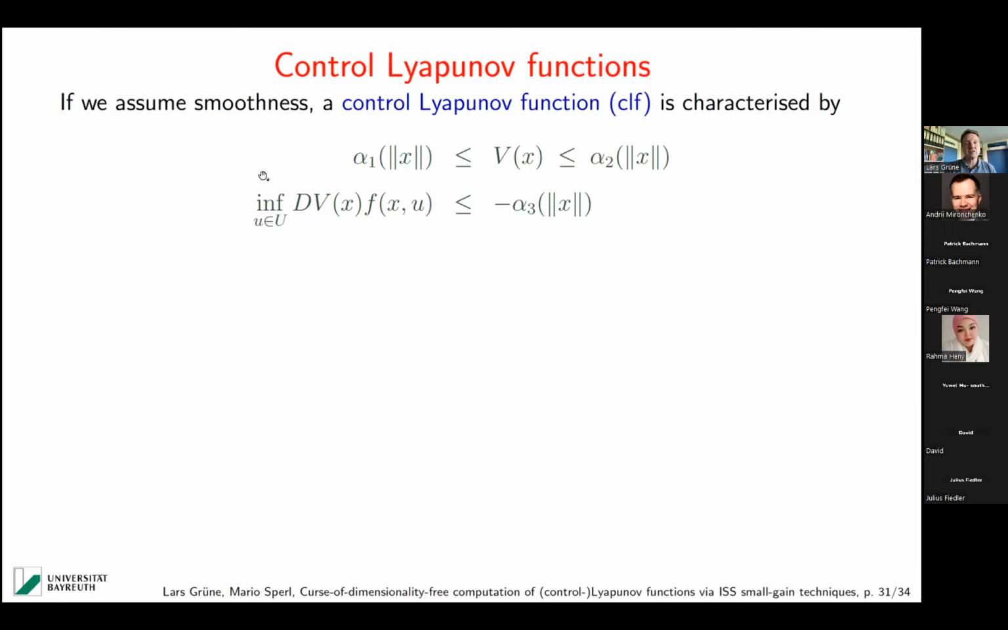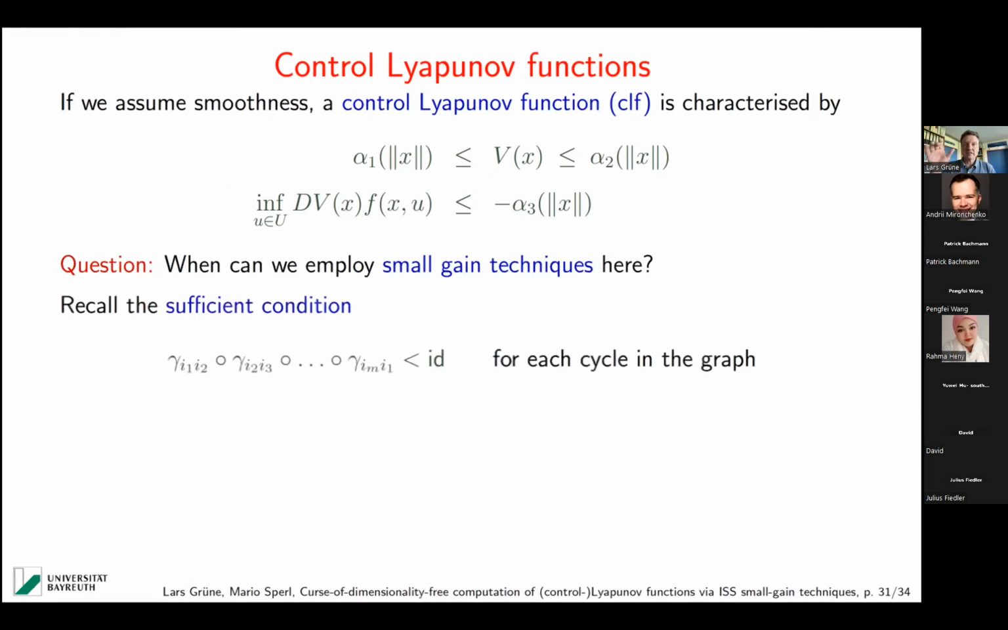And you can use this inequality then to generate feedback laws in various ways. You should do some regularization, maybe some discretization there to make it work nicely. But this is essentially what you can use to then define a control. And the question now is, when can we employ small gain techniques here? And there's a nice answer given by a recent CDC paper.